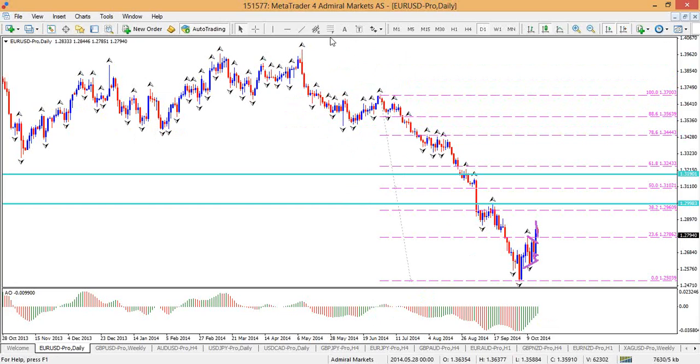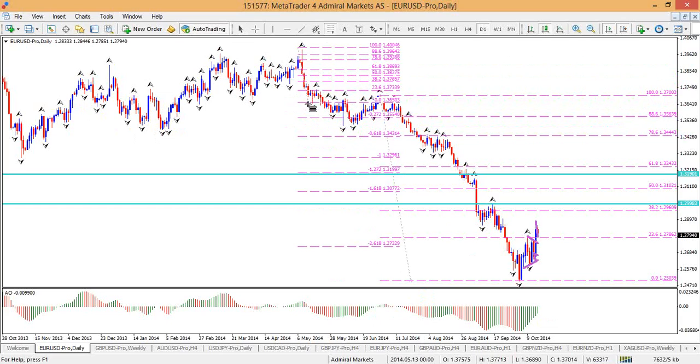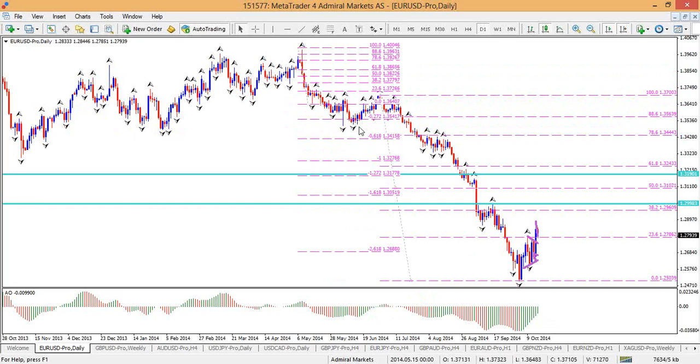Or we can use a very methodological way of fibbing, and that is from top to bottom or bottom to top, and then wait for the minus 618 target to get hit before moving it, and then move it from retracement to target.